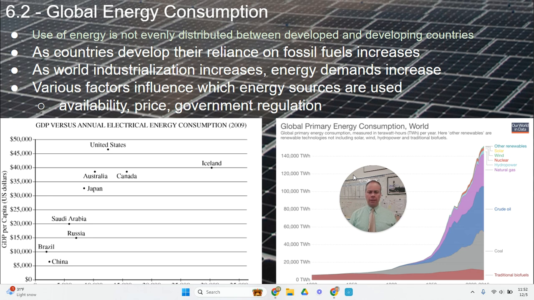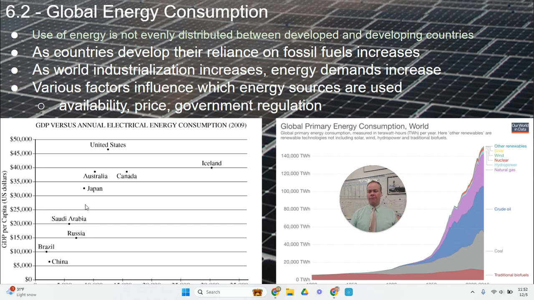And often what that means is their reliance on fossil fuels increases over time. And there's different factors that influence which energy source is used in different areas. A large one is availability, that countries more typically will use energy sources that are readily available close by. The price of different sources of energy are really important, but there's also government regulations which can impact how energy is used and which types of energies can be used.